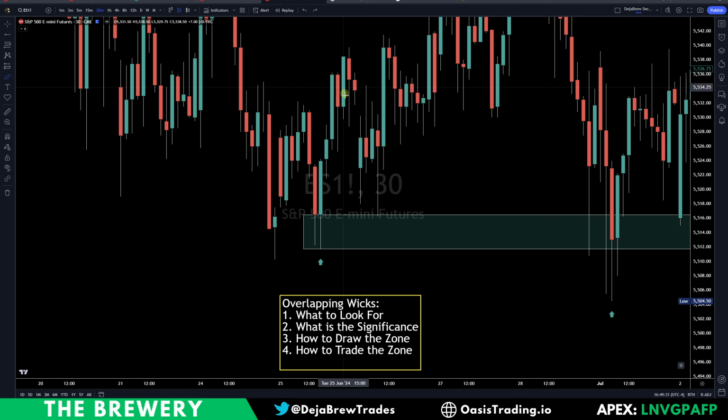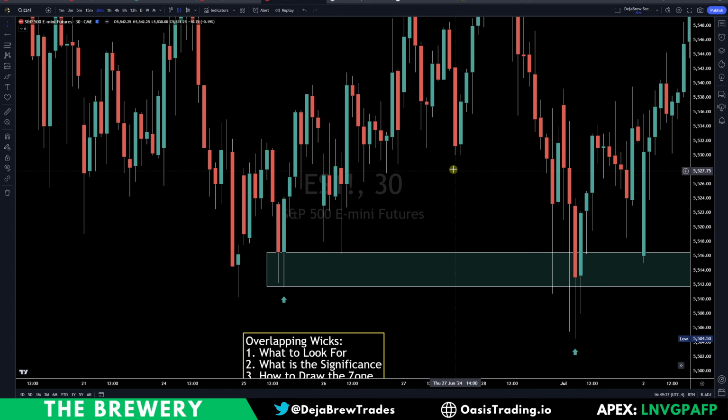Either way, you typically want to trade the first retest. After the first retest, you can say that liquidity has been used up. That buy pressure has been used up, or that sell pressure if it's a sell zone.